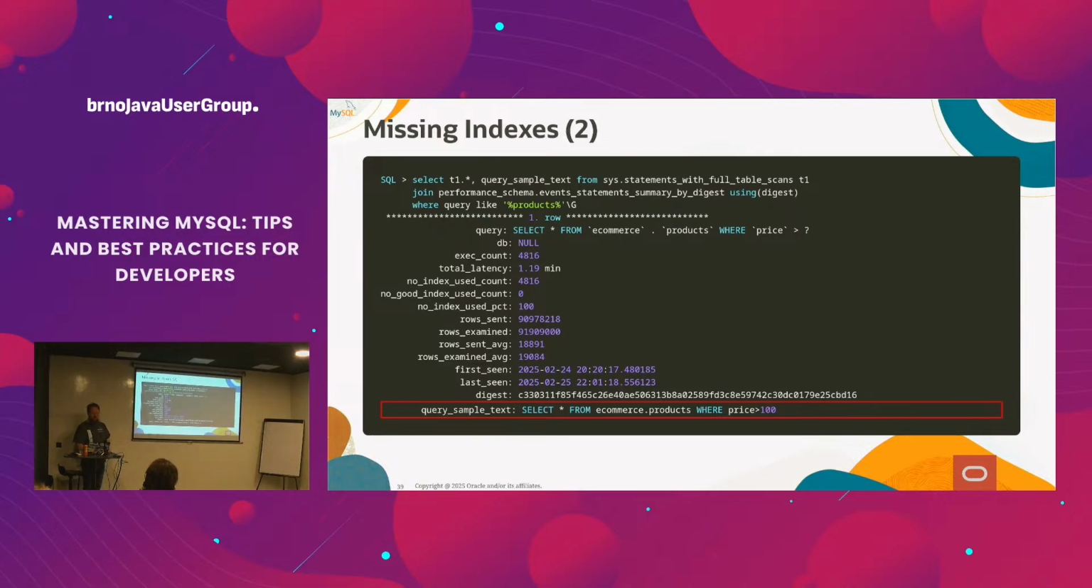Now, I told you adding an index is very costly, right? And it's a heavy operation. Is there a way to make this operation better and easier?